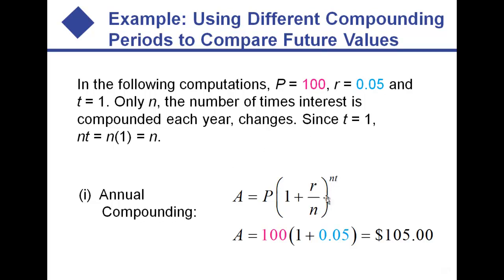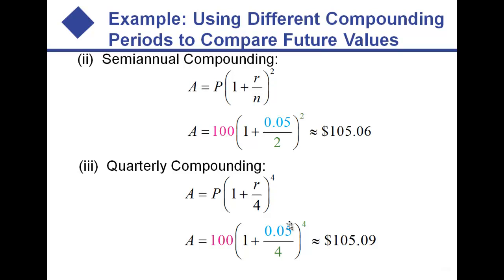And we can see we get back to that other formula. Because if N is 1, doesn't this just equal P times (1 plus R) to the T? Because R over 1 is R, N times T is T. And this is our compound interest formula for annual compound interest. And we get $105.